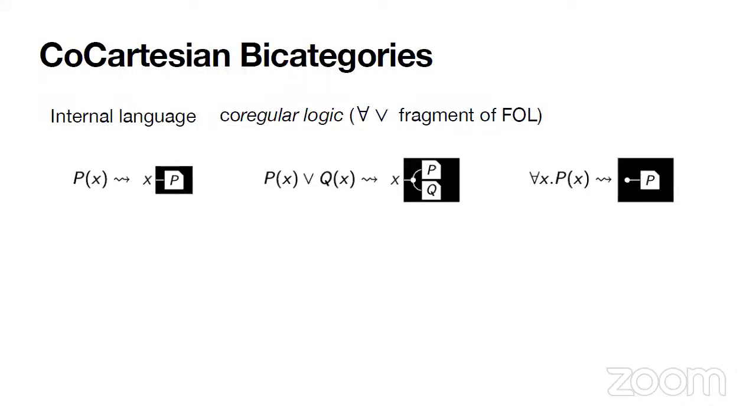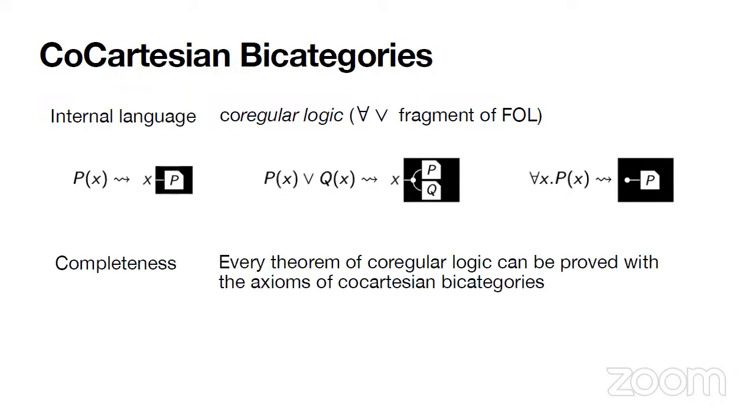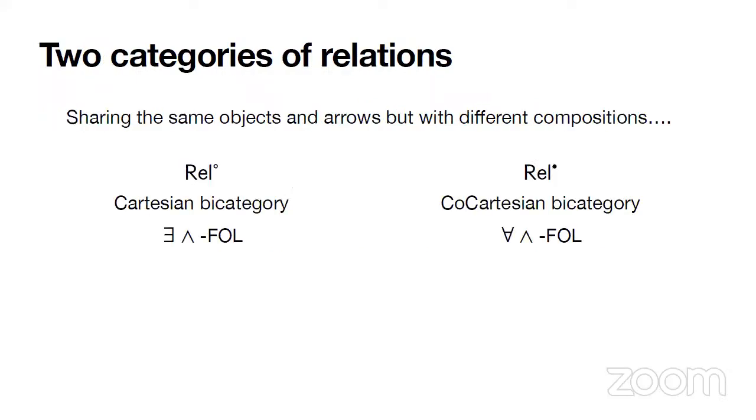So by duality, the internal language of this co-Cartesian bicategory is co-regular logic. The translation is pretty much the same, but the colors are swapped. And again, by duality, we can state this completeness theorem. So the picture so far is that we have two categories of relations with the same objects, same arrows, different compositions and different identities. And moreover, we know that one is a Cartesian bicategory which models a certain fragment of FOL, and the other one is a co-Cartesian bicategory, which models another fragment of FOL. And what we want to do is to compose them together, make them interact to account for full first-order logic.